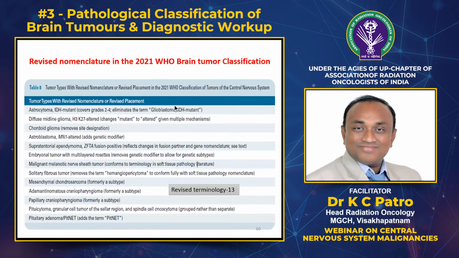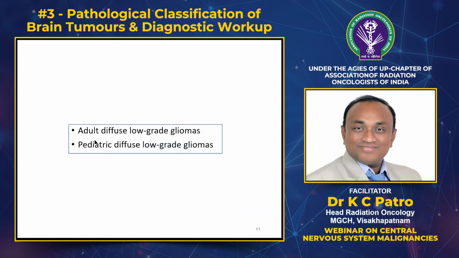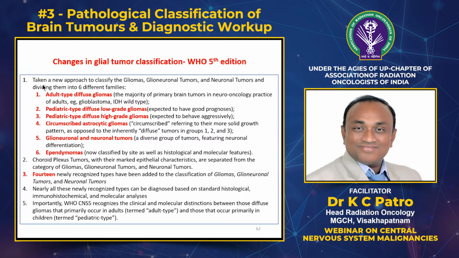There are 13 revised terminologies, and I will give an example. Suppose there is a supratentorial ependymoma, which was known before as RELA fusion positive; now it is ZFTA fusion positive. Like that, diffuse midline glioma, which was known as H3 K27M mutated in the old classification, is now H3 K27 altered. They divided the gliomas into adult diffuse low grade glioma and pediatric low grade glioma. So they have divided them into 6 groups: glial tumors, adult diffuse gliomas, pediatric low grade gliomas, pediatric diffuse high grade gliomas, circumscribed astrocytic gliomas, glioneuronal and neuronal tumors, and ependymomas.